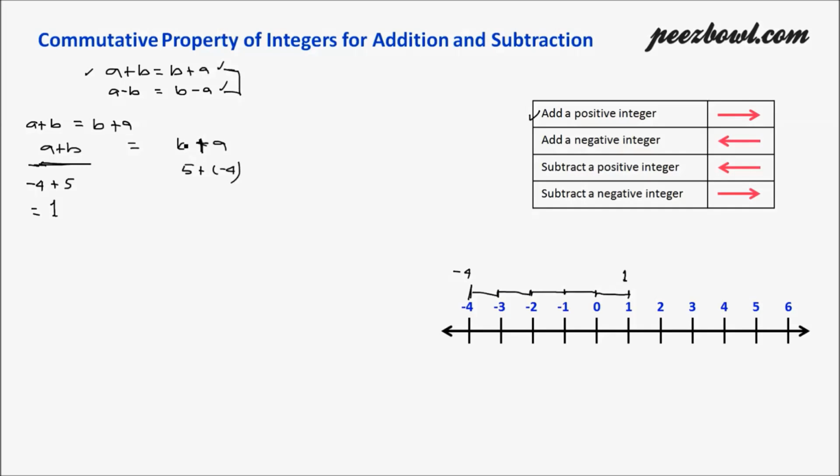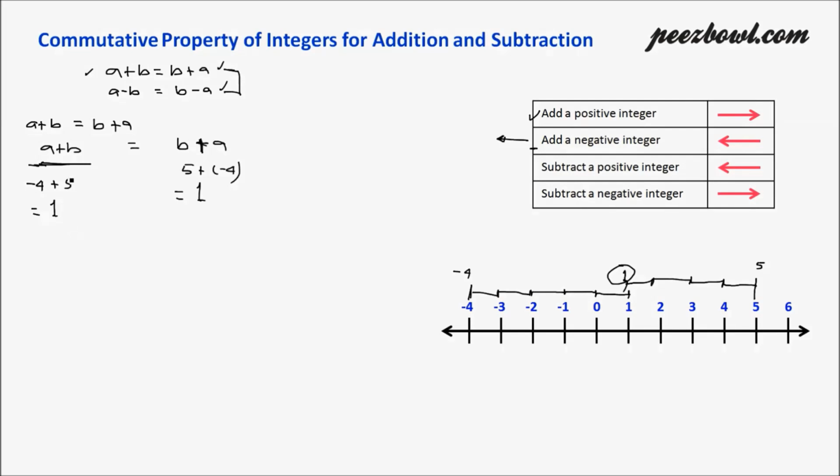Now let us find out the value of b plus a. 5 plus -4. As I'm adding a negative integer, I need to move on the number line from right to left. Find out where we have 5. We have 5 here. I need to go back 4 units. So 1 unit I come back, 2, 3 and 4. So again I am reaching 1.